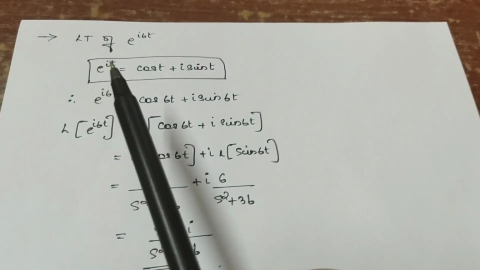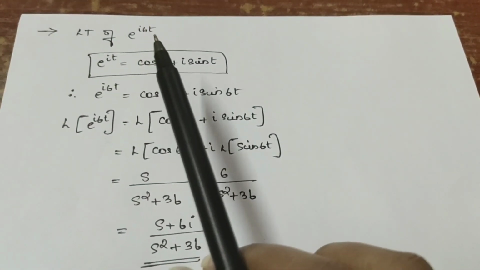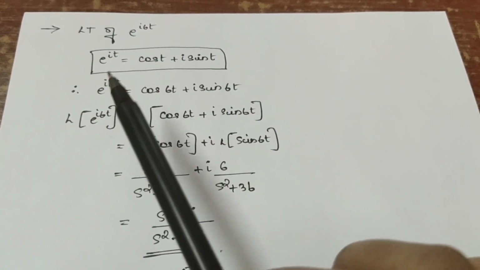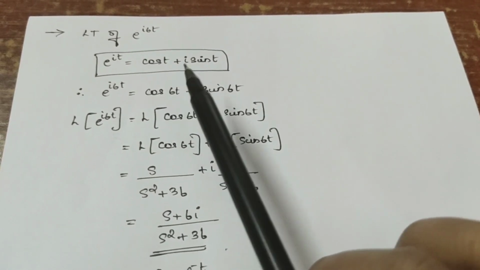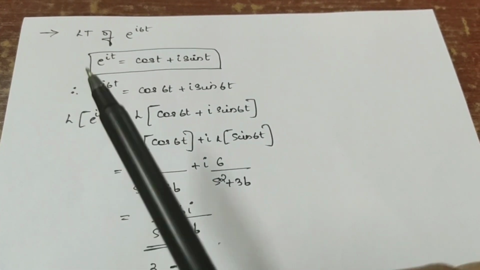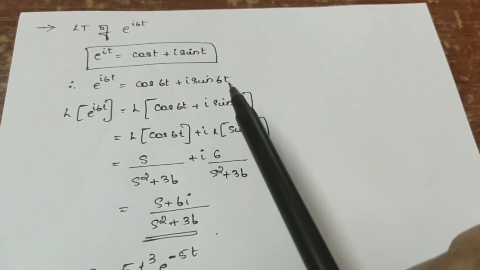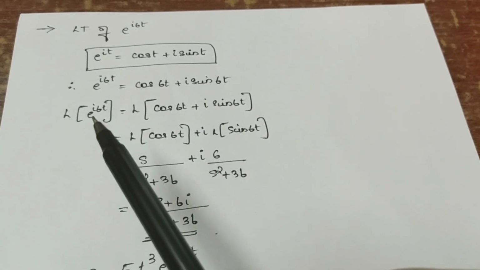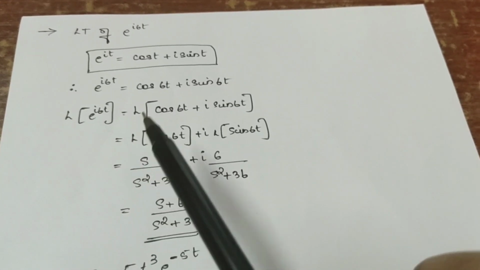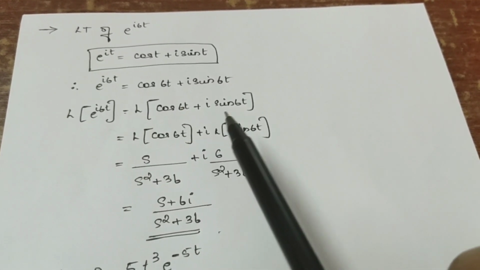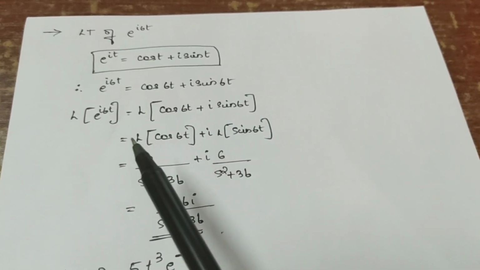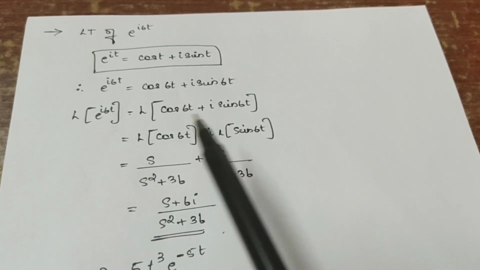Find the Laplace transform of e raised to i6t. We all know e raised to i t equals cos t plus i sin t. So e raised to i6t will be cos 6t plus i sin 6t. So Laplace of e raised to i6t will be Laplace of cos 6t plus i sin 6t. Now using the linearity property, we can split the terms.